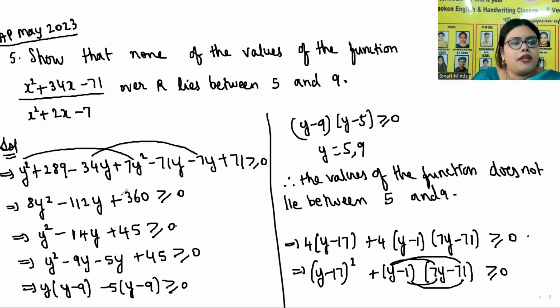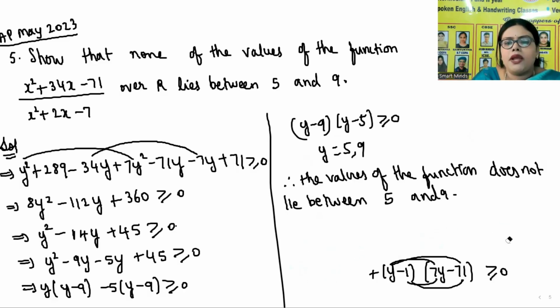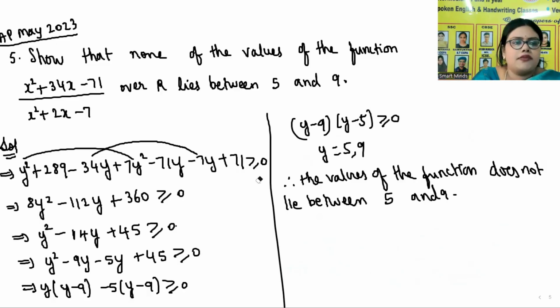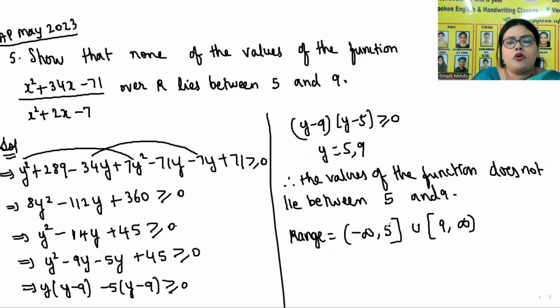Suppose if you had to write the range over here, now the problem completes here. But suppose in case they ask you the range, then you can represent it this way: minus infinity comma 5 union 9 comma infinity. The smaller number comes here, the larger number comes there.